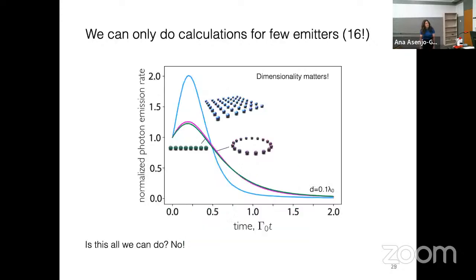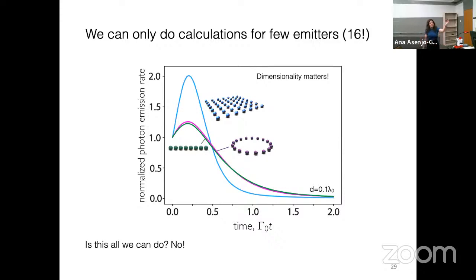Okay. So the first thing that one can do, thanks to computers nowadays, is to just put it in a computer and see what happens. This is the normalized photon emission rate versus time. And this is for a distance of 0.1 lambda 0. So the atoms are reasonably close, but still the whole array can extend beyond a wavelength. And we see multiple things. The first thing is that the dimensionality matters. 1D chains and rings behave in a way that is, for superradiance, worse than 2D arrays. Even though rings seem to behave better, it turns out that they don't.